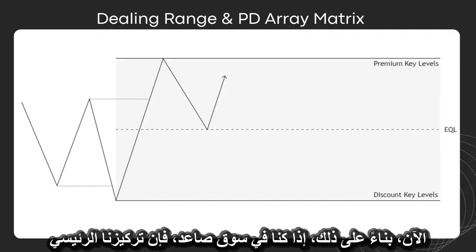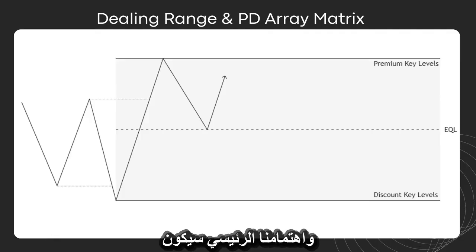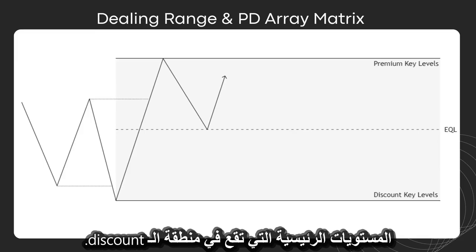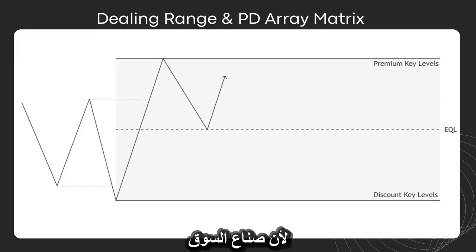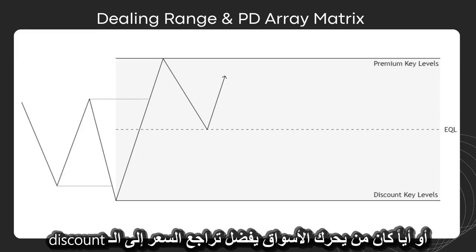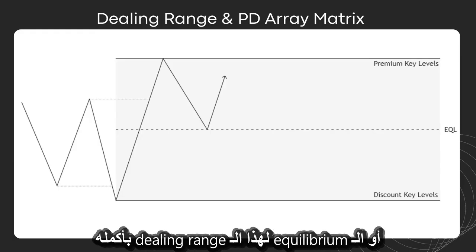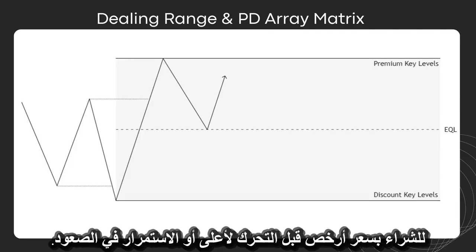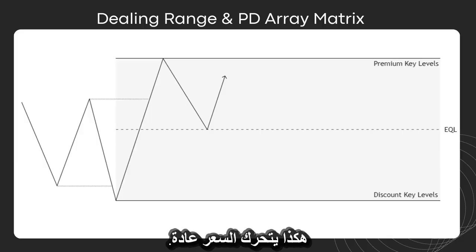Now based on that, if you're in a bullish market, our main focus and our main concern is going to be the key levels that lie in the discount region, because the market makers or the algo or whoever is moving the markets prefers to retrace price to the discount or the equilibrium of this whole dealing range to buy at a cheaper price before moving higher or continuing higher. That's how price usually moves.